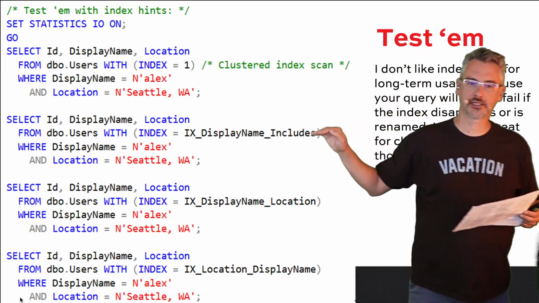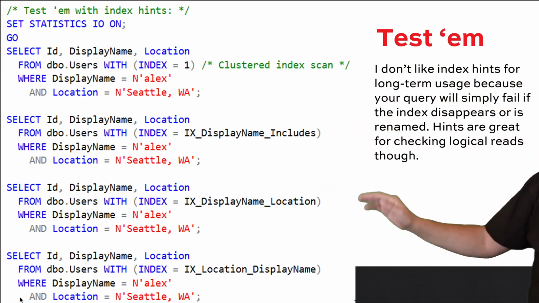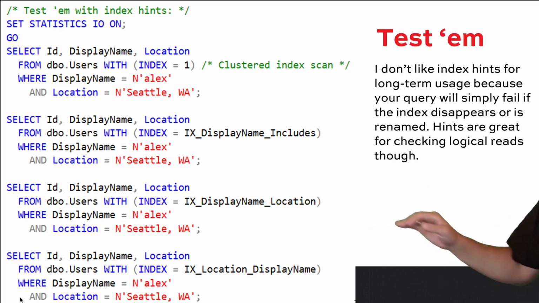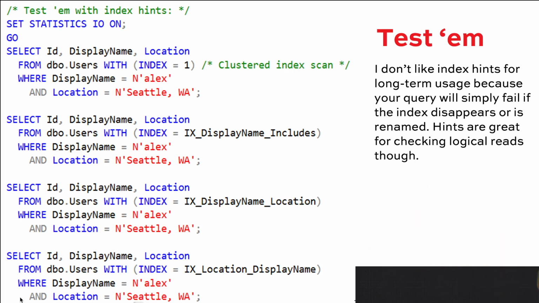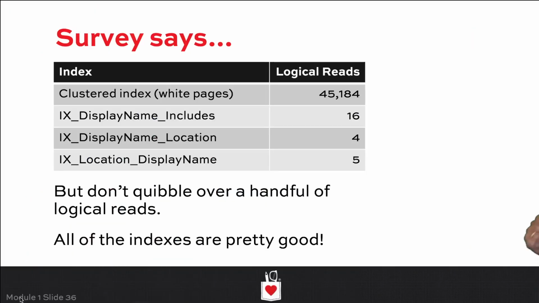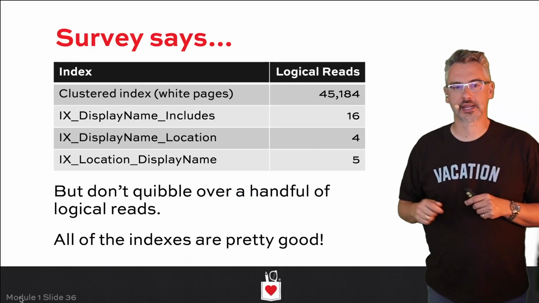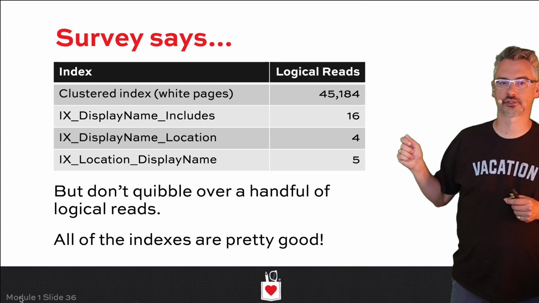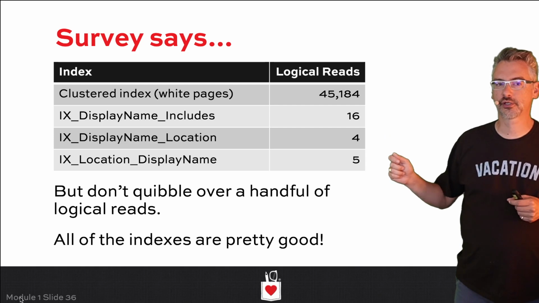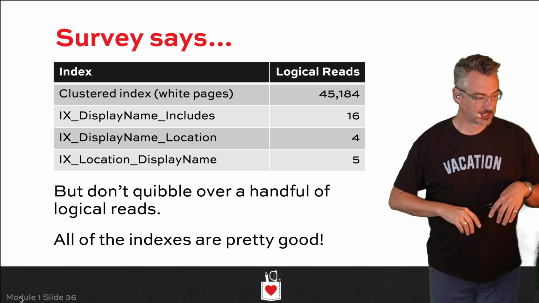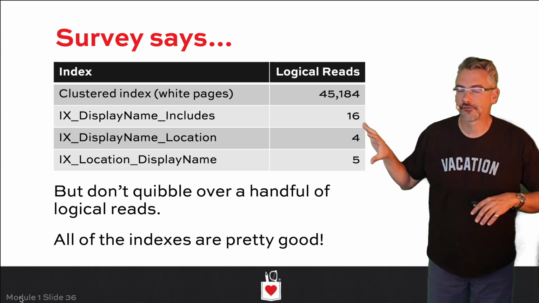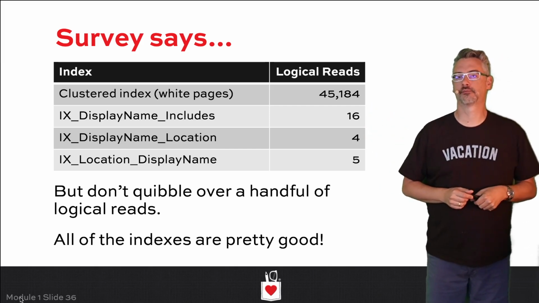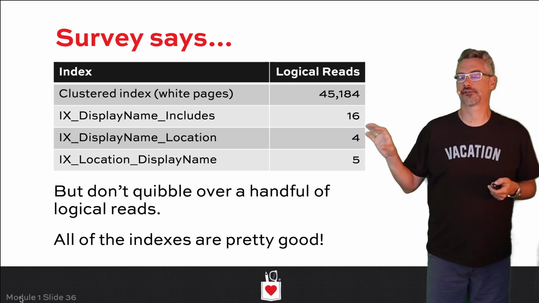Then I'm going to hint each of the indexes that we created. This was the first index that we created. Then I'll hint the one on display name, location, then the one on location, display name. If I compare the number of logical reads done by each of them, this one was a table scan. Our first index was 16 logical reads, then the one on display name location, then the one on location display name. Honestly, all three of the bottom ones are pretty good. End users aren't going to complain about the difference between any of the bottom three.